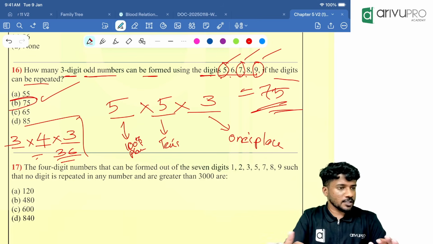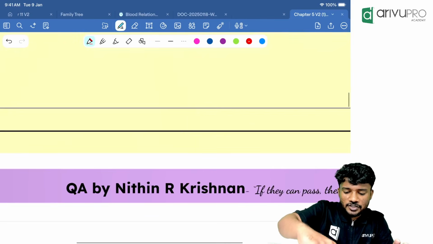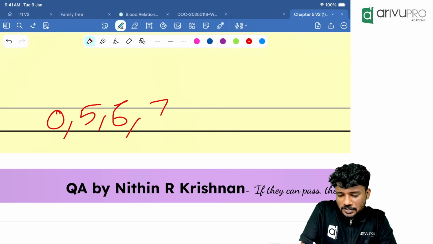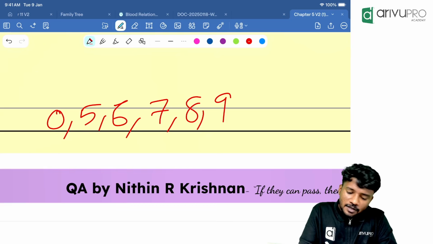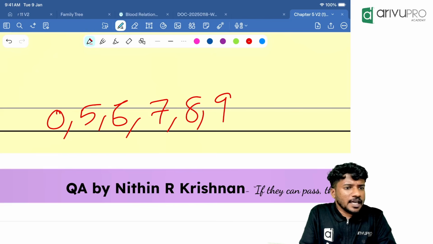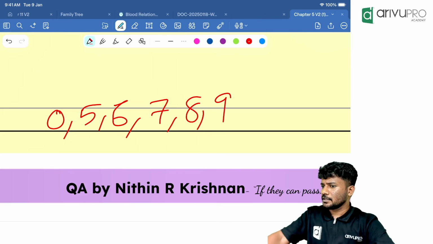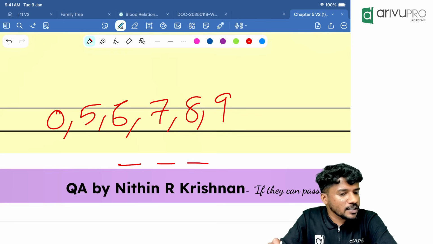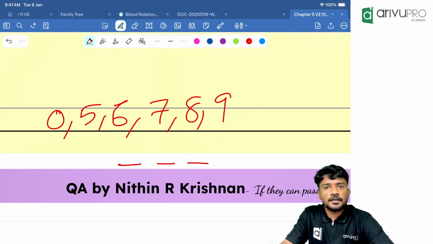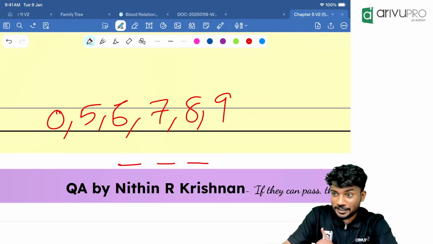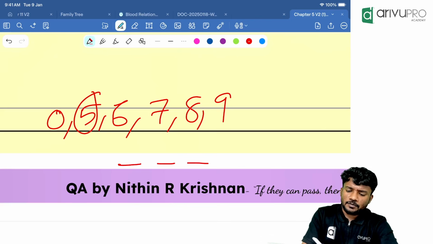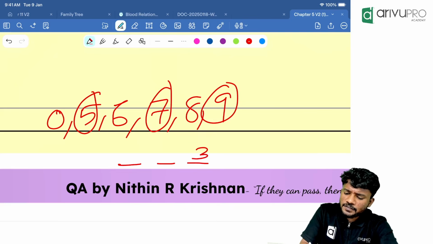Now, I will make this question a little more interesting. The given digits are 0, 5, 6, 7, 8, 9. Find how many 3-digit odd numbers can be formed with repetition. 0 is there. Important. 0 has an importance. I'll tell you what, people, odd numbers. How many odd numbers are there? 1, 2, 3. Any of the 3 can sit.